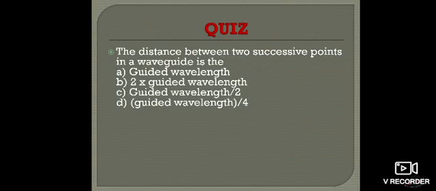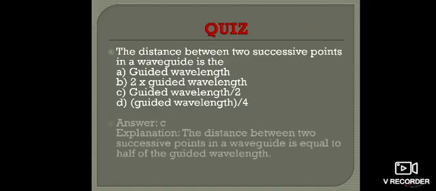The distance between two successive points in a waveguide is: option A is guided wavelength, option B is 2 into guided wavelength, option C is guided wavelength by 2, and option D is guided wavelength by 4. So which one is the correct answer? That is option C. That means the distance between two successive points in a waveguide is equal to half of the guided wavelength, that is guided wavelength by 2.